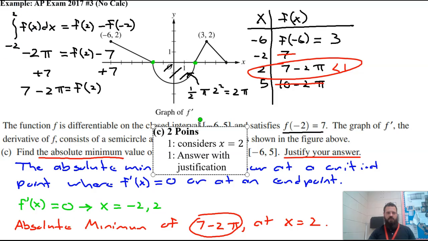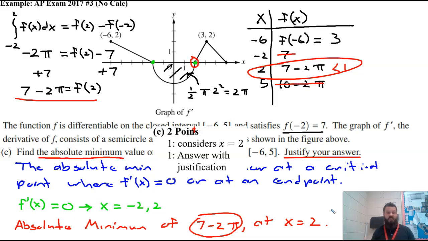All right, then finally with this one, the scoring piece, 2 points only. First, for considering x equals 2. So recognizing that x equals 2 is a possible min or a max, and again, we know that it is a local minimum. And I suppose considering also includes evaluating it here. And then the second point will be the answer with the justification. So that would be having the correct answer here with our justification, explaining the extreme value theorem, talking about where our zeros are, and then showing what we checked.